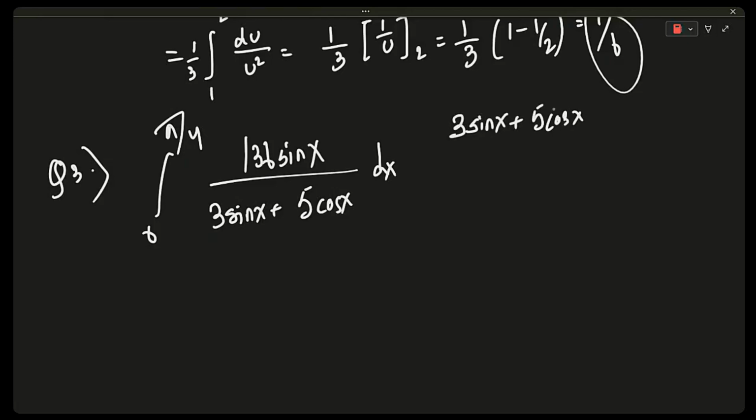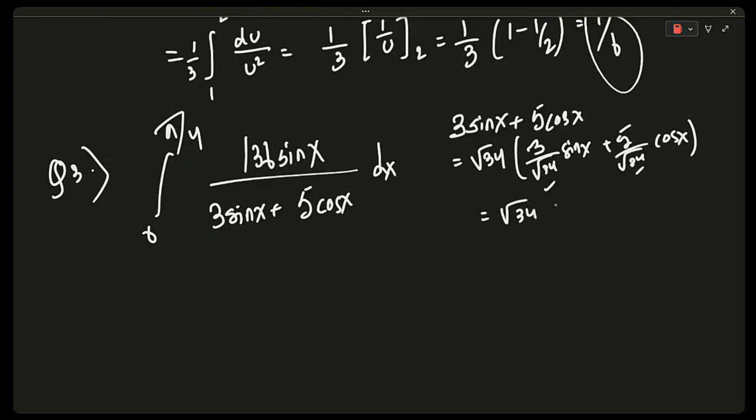So 3 square is 9, 5 square is 25, it's root 34, right? So root 34 into 3 by root 34 sin x plus 5 by root 34 cos x. Now you can assign this as sin alpha and this as cos alpha, or you can assign this as cos alpha and this as sin alpha. And this is basically root 34. I don't need a bracket. I can simply write sin of x plus alpha, where alpha is just a number, which is sin inverse of 5 by root 34.